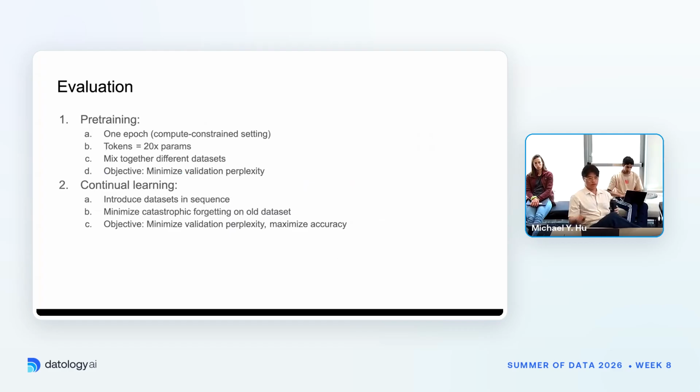Okay, and then for additional setting details for pre-training, we did one epoch at Chinchilla optimal, and here we're mixing together different data sets. And then for continual learning, we were introducing the data sets in sequence. And then the goal would be to minimize the loss on the new data set without forgetting the old stuff.